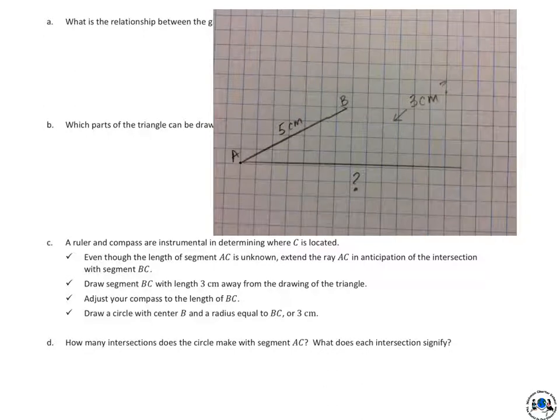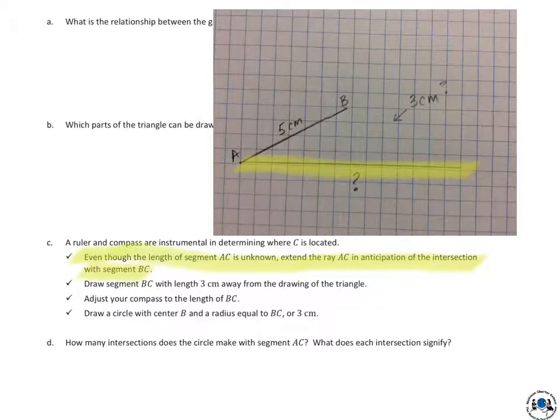Okay, so let's go ahead and look at this process here that they're giving us in C, bit by bit. It says here that even though, and this is the magic of the compass, and circles again coming through here, the length of segment AC is unknown, we just extended it out, and that's what I told you I had done. Just extended it out there, in anticipation of an intersection.